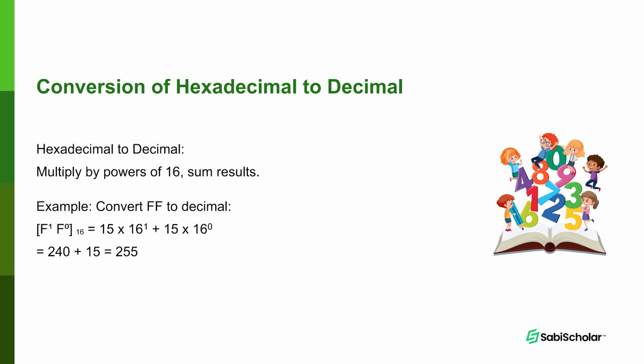So FF base 16 will be 15, which is the F itself, times 16 to power 1, the positional value for this F, plus 15, which is the first F from the right end, times 16 to power 0. Power 0 is the positional value for the first F from the right end. So this is 15 times 16, that is 240, plus 16 to power 0, which is 1. Remember I said any number to power 0 is 1. Then 15 times 1 is 15. So 240 plus 15 is equal to 255. So FF base 16 is the same thing as 255 base 10, which is the number we started with initially.